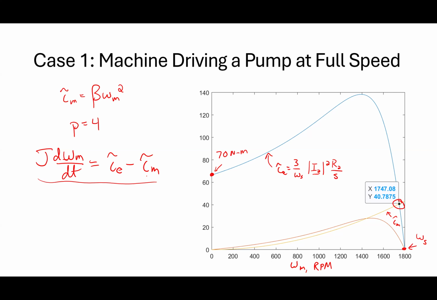And in reality, these things never totally look like this, where it's purely omega squared. Usually it's omega squared plus some constant or something. At low speeds, it doesn't totally go to zero.